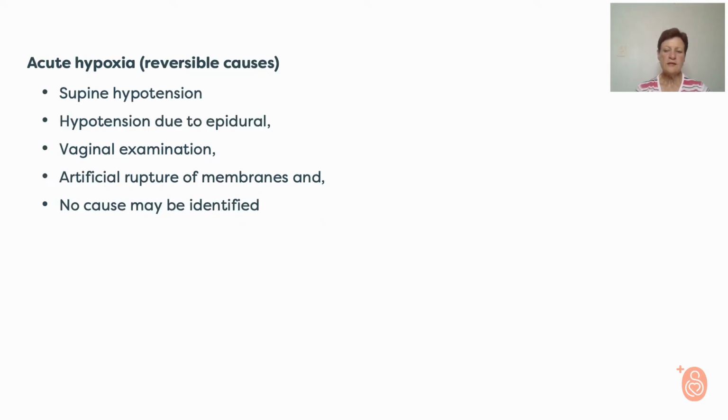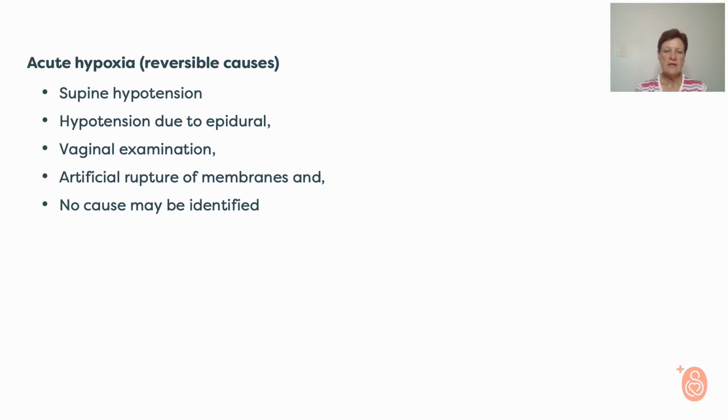Then if we look at the different causes for acute hypoxia, we divide them in two different categories. A reversible category, where there are reversible causes, and that obviously says the moment that we reverse the cause, the acute hypoxia will recover, or the irreversible causes where the acute hypoxia will stay. Like, for example, in this case, is supine hypotension.